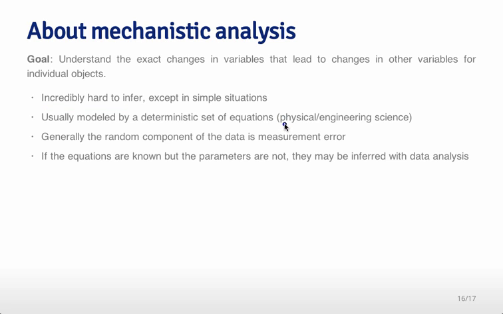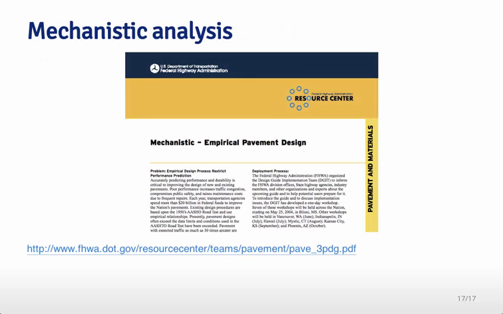The most common applications where this is possible is in the physical or engineering sciences, where some more simplified models can describe a lot of the action that's happening. And generally, the only random component when you're doing a mechanistic analysis is measurement error, as opposed to any of the other types of variation you might see in data.